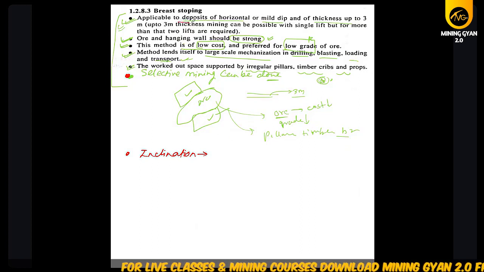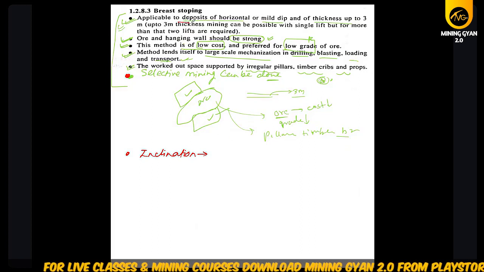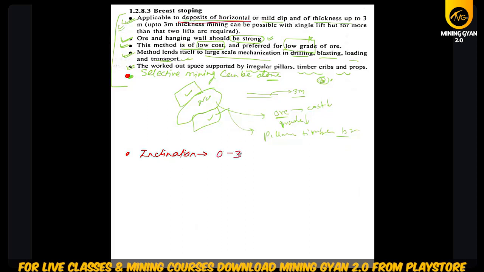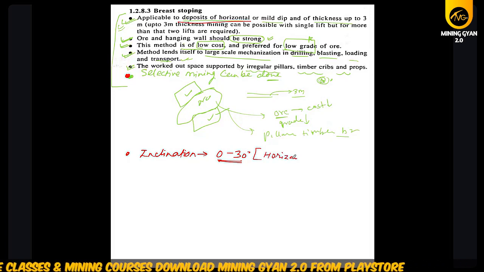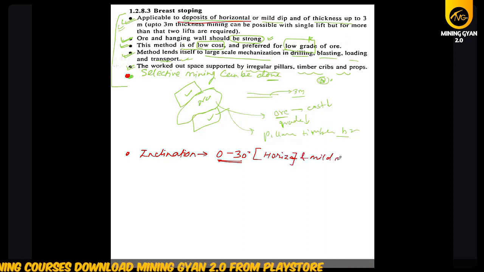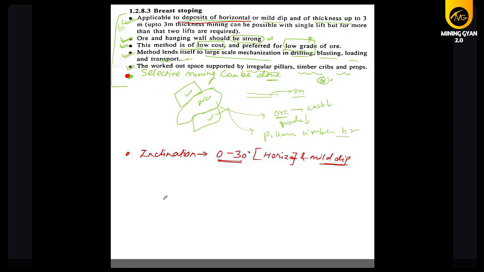They have mentioned the deposit is horizontal, so 0 to 30 degrees, nearly horizontal. Okay. Horizontal to mild dip. Okay, so these are the applicability of your bridge stopping method. So now we will discuss the method.